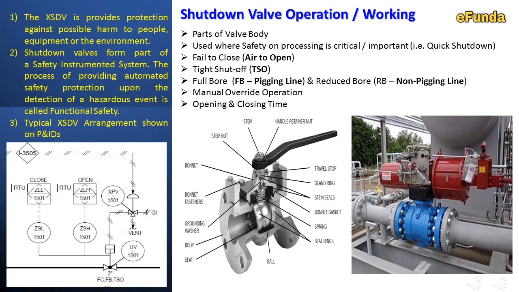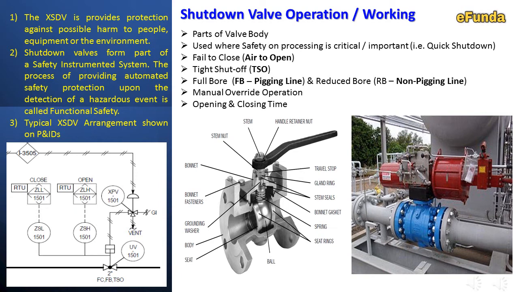Parts of the valve body. XSDVs are used where safety in processing is critically important and where quick shutdown is required. These valves are fail to close, that is air to open, with tight shut off, that is zero leakage through the wall, full bore, that is FB, for piggable lines, and reduced bore, RB, for non-piggable lines.